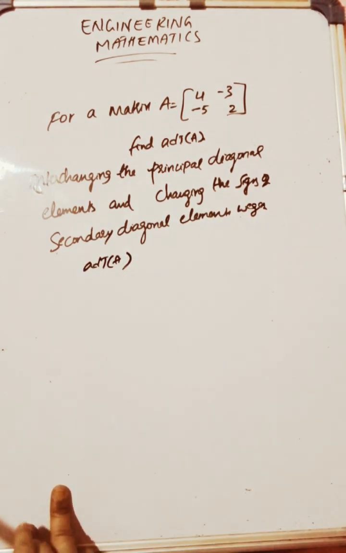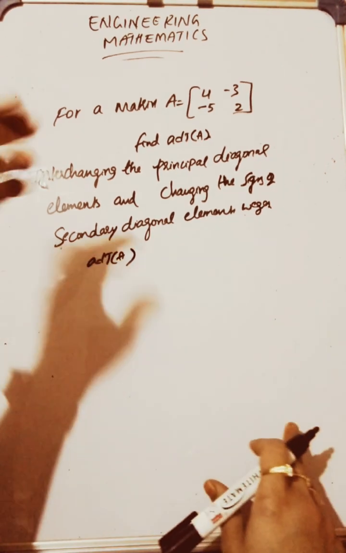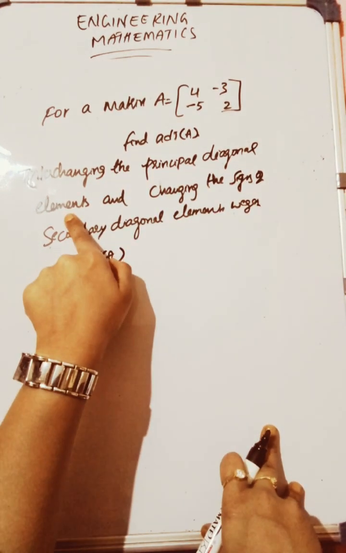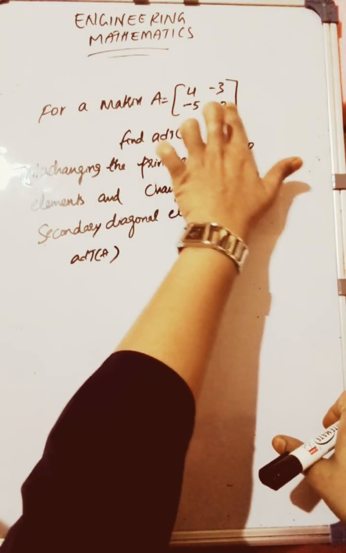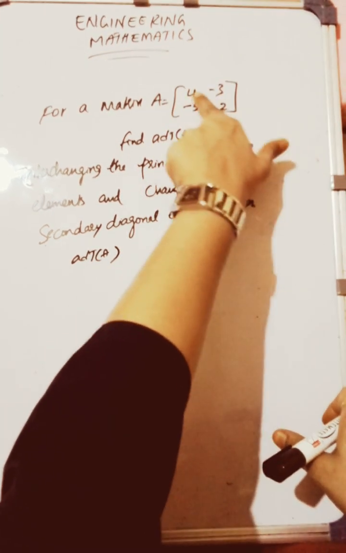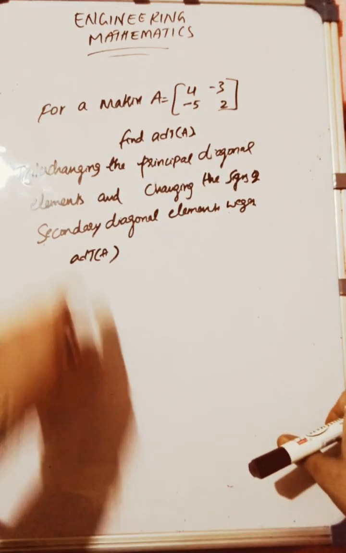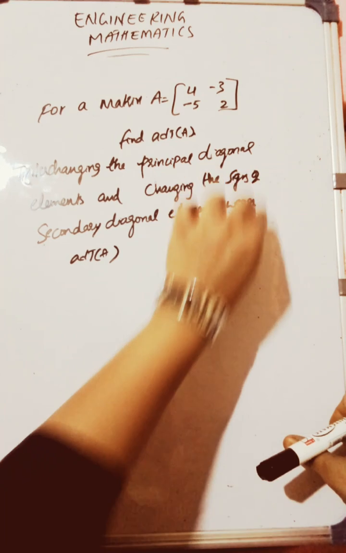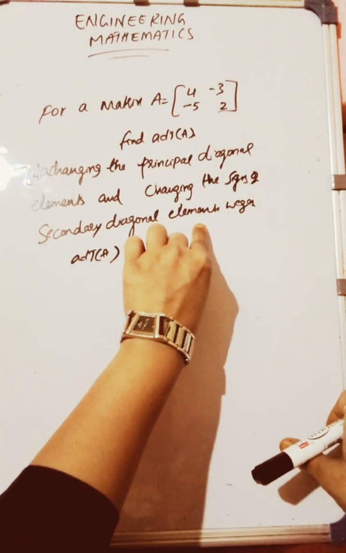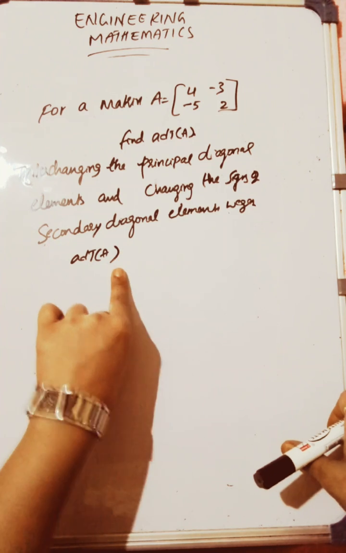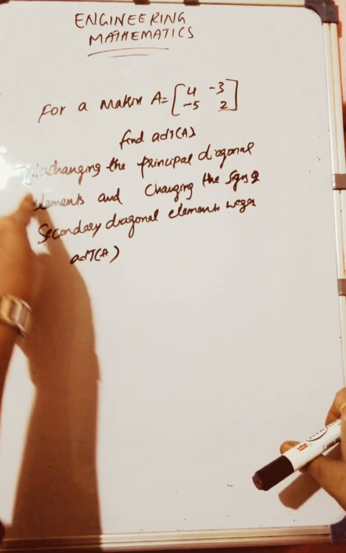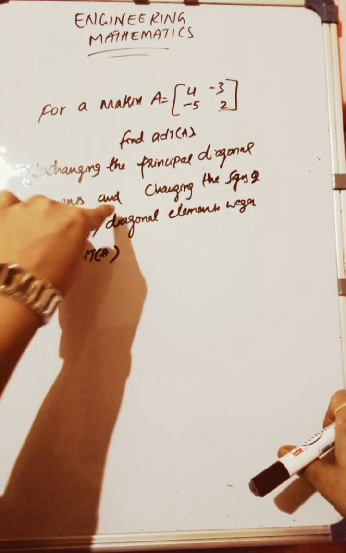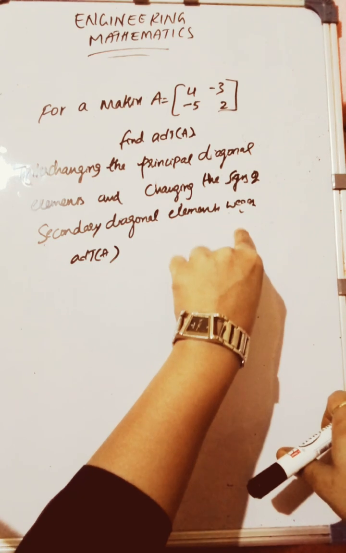In this sentence only: interchanging the principal diagonal elements. Diagonal elements are nothing but this one and this one; these two are the principal diagonal elements, and these two are the secondary ones. First of all, we have to interchange the principal diagonal elements and change the sign of the secondary diagonal elements.